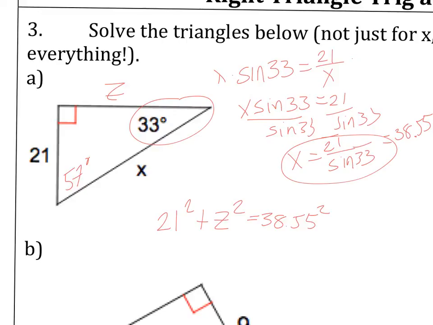So 38.55 squared is 1486, minus 21 squared, 1045. Z squared equals 1045.1025. Do some square rooting. I get z is 32.32. I've got x, I've got z, I've got all the angles. I have solved the triangle.